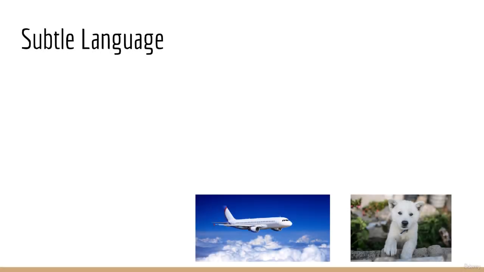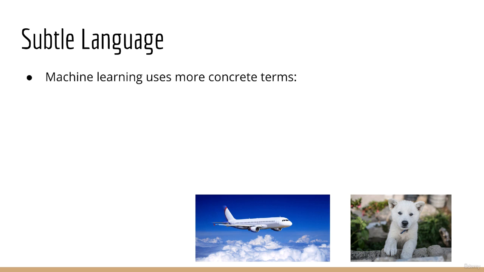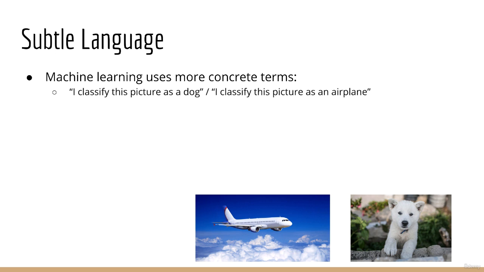Note how there's a subtle use of language here. If this were machine learning, we would usually speak in more concrete terms. For example, I classify this picture as a dog, or I classify this picture as an airplane. But we don't say things like, I reject that this picture is a dog, or I cannot reject that this picture is a dog. Such statements would be quite silly. However, that's exactly what we do in statistics. We don't accept the alternative hypothesis, we only reject the null hypothesis.